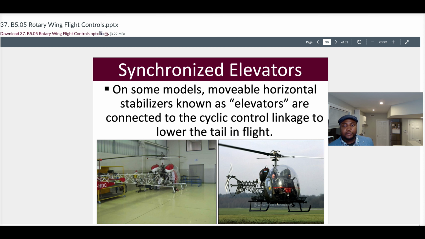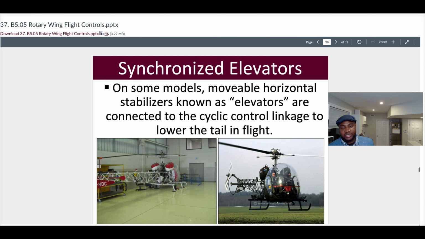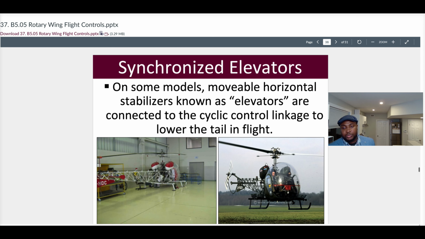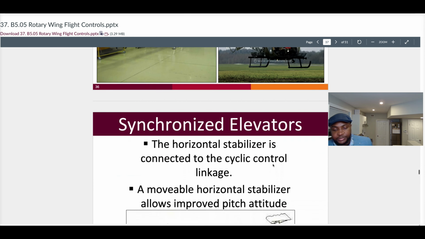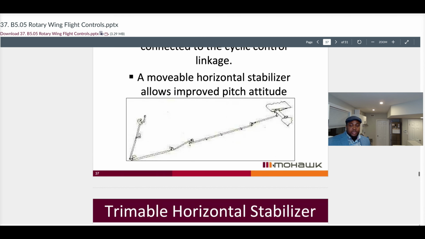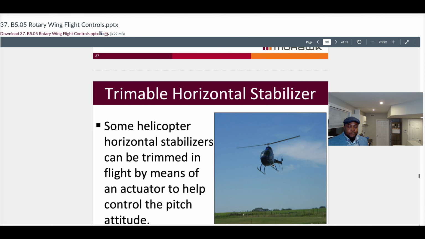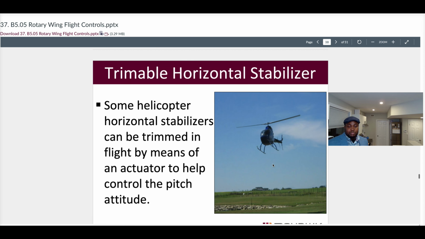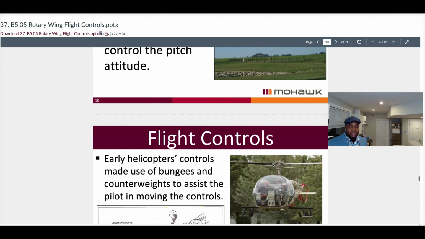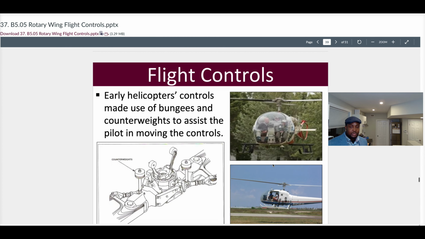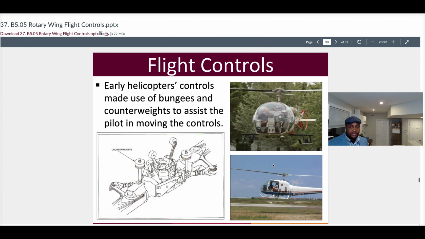Some helicopters will feature a synchronized elevator set. On some models, we have movable horizontal stabilizers that act as elevators and are connected to the cyclic control linkage to lower the tail in forward flight. Just like fixed wing, as we get more advanced, we also have some that have a trimmable horizontal stabilizer that can actually be used just like we do in fixed wing airplanes.